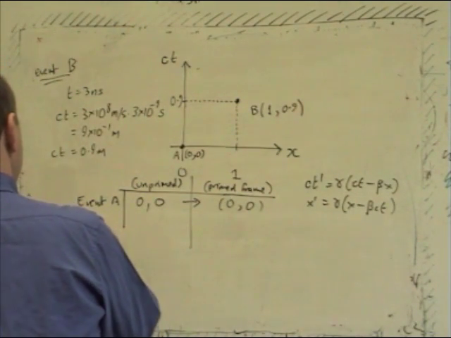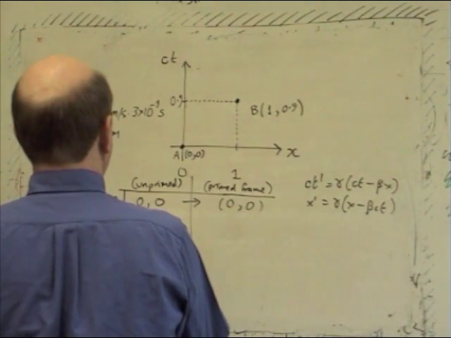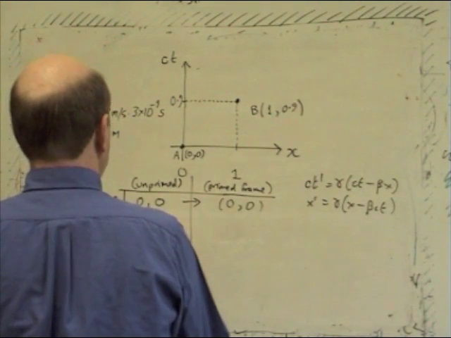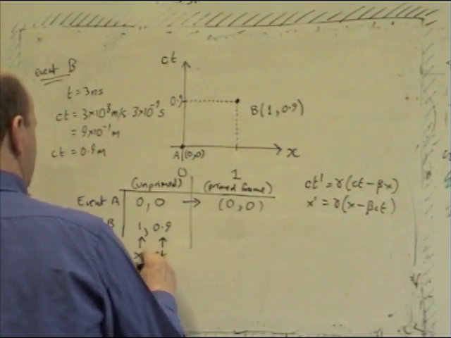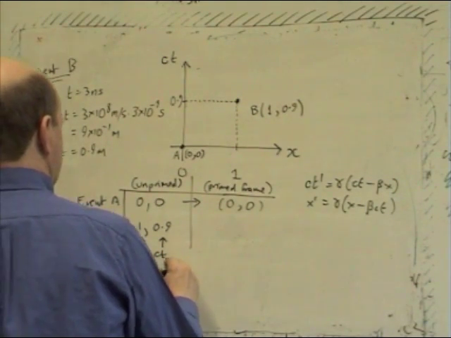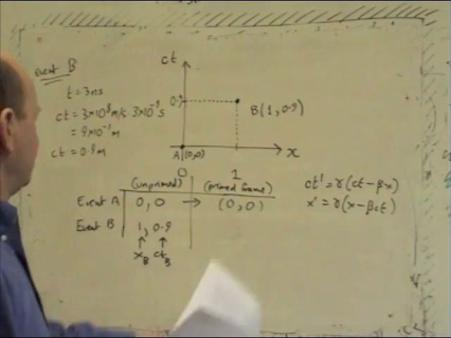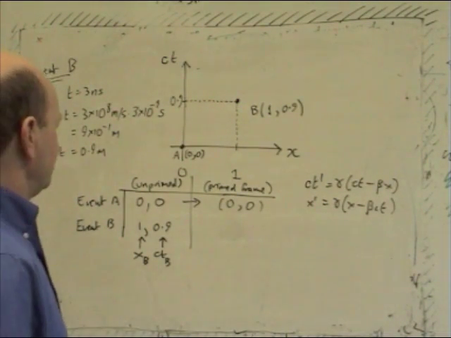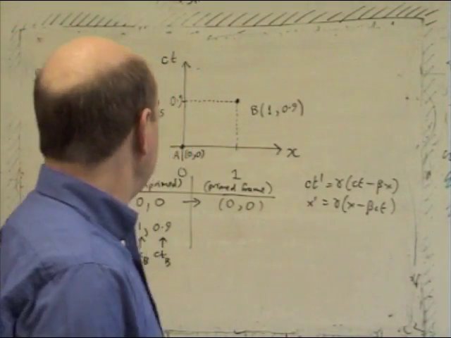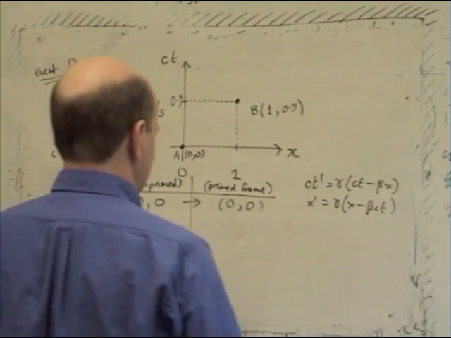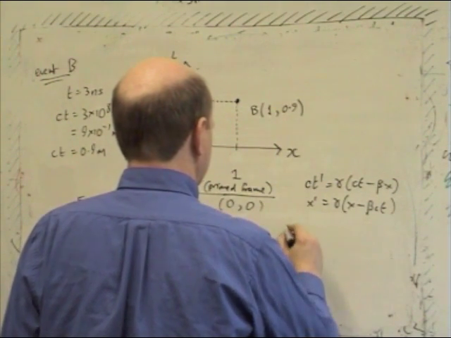So event B, in the unprimed frame, has x and ct coordinates of 1, 0.9, where x is the 1 and ct is the 0.9. But event A in the primed frame occurred at a time of 0. So our criterion for the two events being simultaneous in the primed frame is that event B also has to occur at a time of 0. In other words, ct' of B has to be equal to 0 for simultaneity.